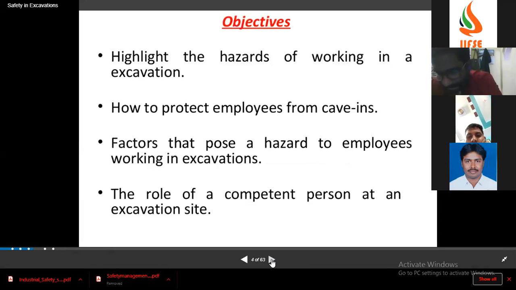Sir, in this confined space there are a lot of requirements. Are there mandatory requirements? Sir, can you hear me? Sir, there are some toxic gases inside the confined space. Sir, we are not able to hear your voice, it is getting broken. Sir, the server is very low, that is why.